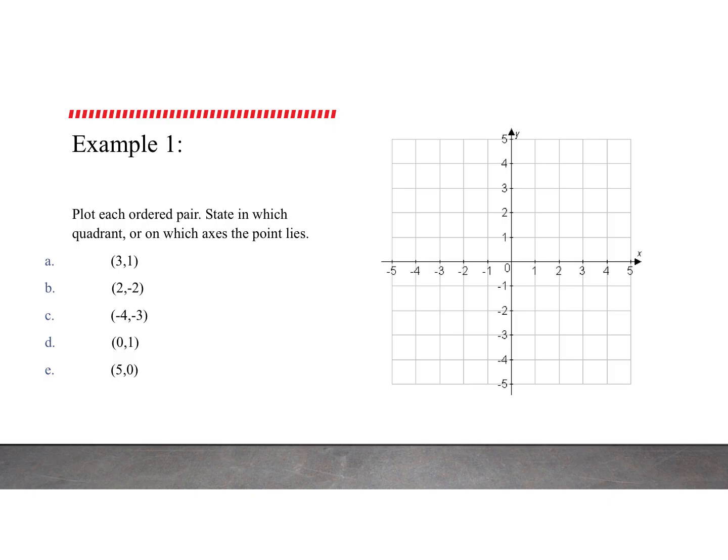So let's look at our first example. It says plot each ordered pair, and then we're going to state in which quadrant or on which axis the point will lie. Just as a quick reminder, I'm going to put it up at the top. For our x, y ordered pairs, if it's a positive x, it's going to move us to the right. If it's a negative x, it's going to move us to the left.